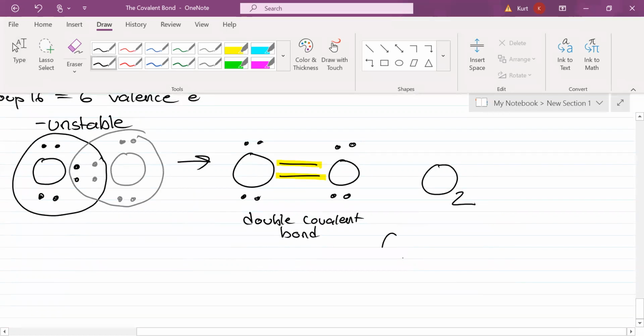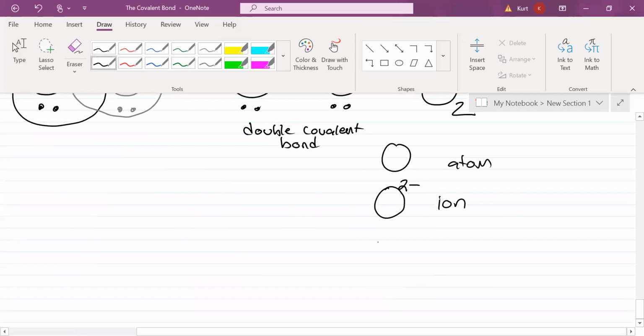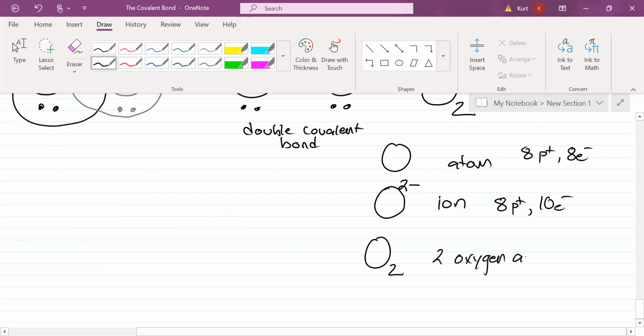Remember that this is an oxygen atom. This is an oxygen ion. That's oxide. And this is an oxygen molecule. An atom has 8 protons, 8 electrons. The ion has 8 protons, 10 electrons. And the oxygen molecule is 2 oxygen atoms covalently bonded together.